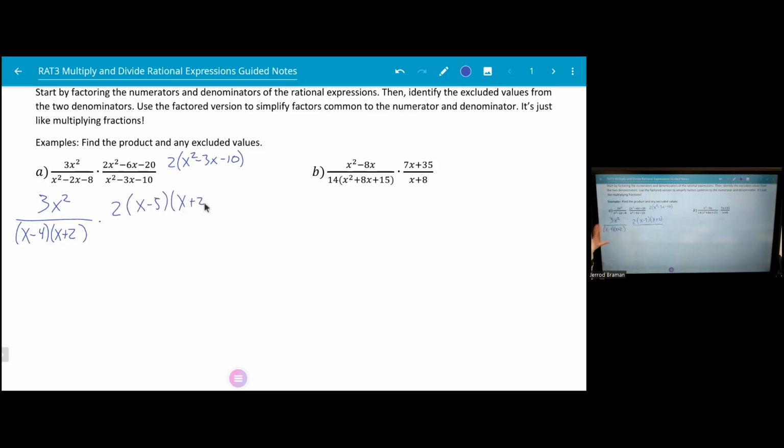Hopefully you're seeing stuff. I'm seeing stuff already. x plus 2. Don't do it yet, though. And I also have x squared minus 3x minus 10. That's x minus 5 times x plus 2.